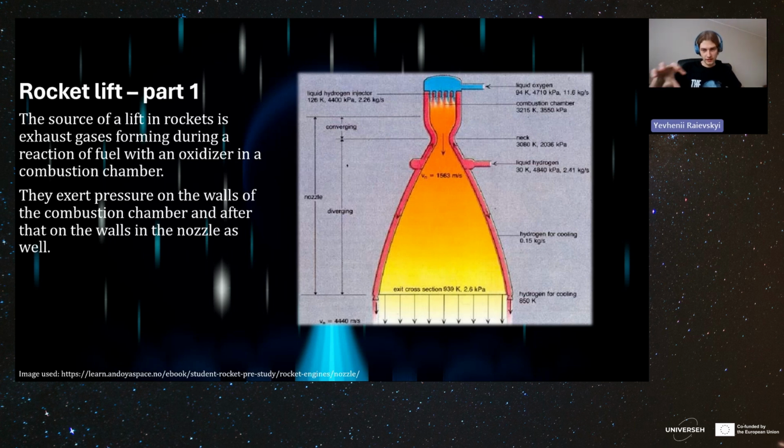And this gas created in the combustion chamber presses against the chamber walls and is forced through a nozzle that first converges. On this image it is here. This is the section of the nozzle where it converges. Here you have a throat, or neck, and the next part is the diverging section of the nozzle exit.